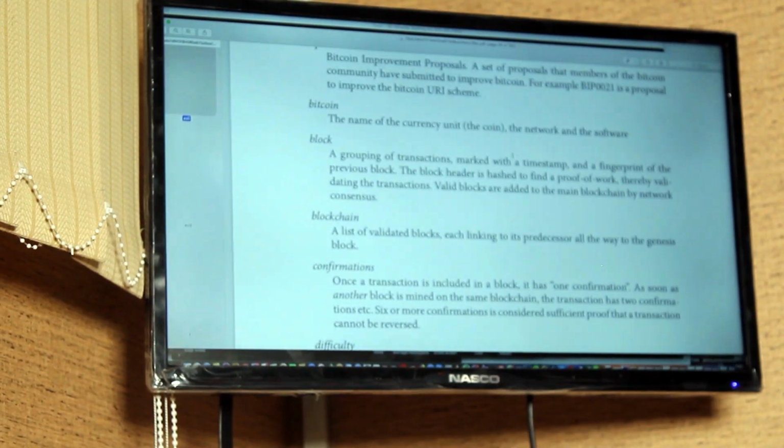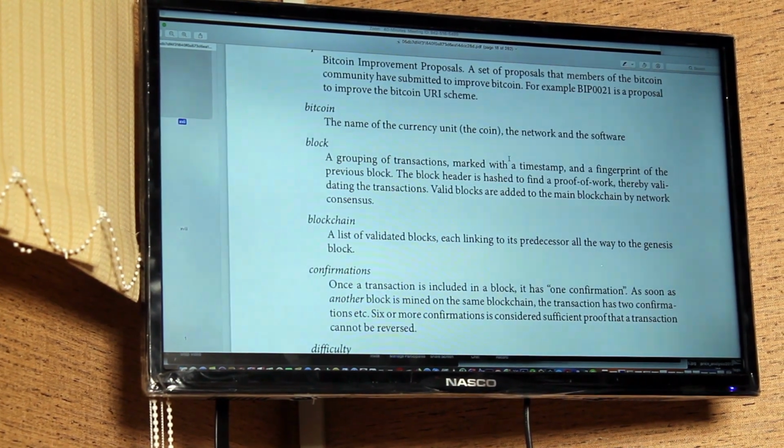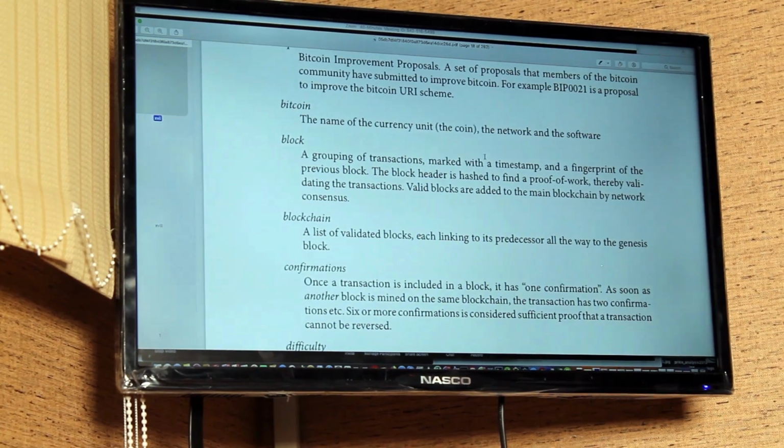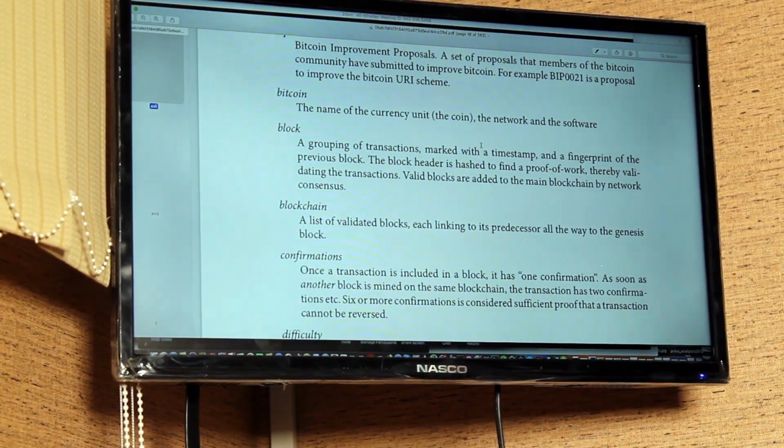And then Bitcoin itself is actually the name of the currency unit, or the coin, the network, and the software itself. So Bitcoin is the currency unit, or the network, or the software we are using to transact, or reliably transfer liquidity between individuals, whether it is peer-to-peer or not transactionally peer-to-peer.